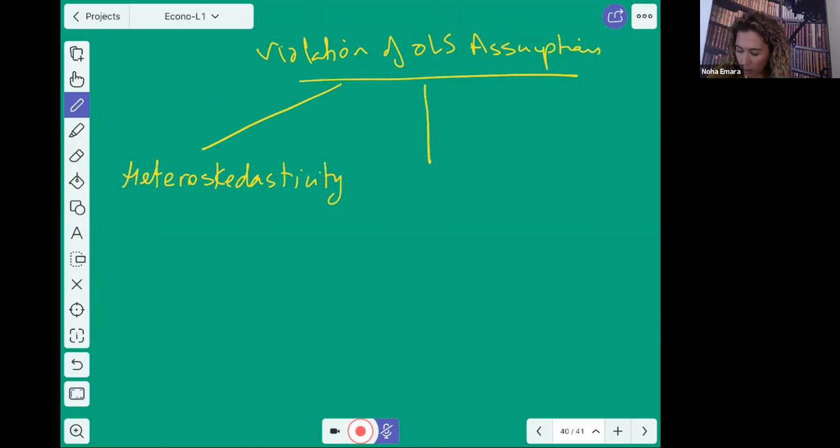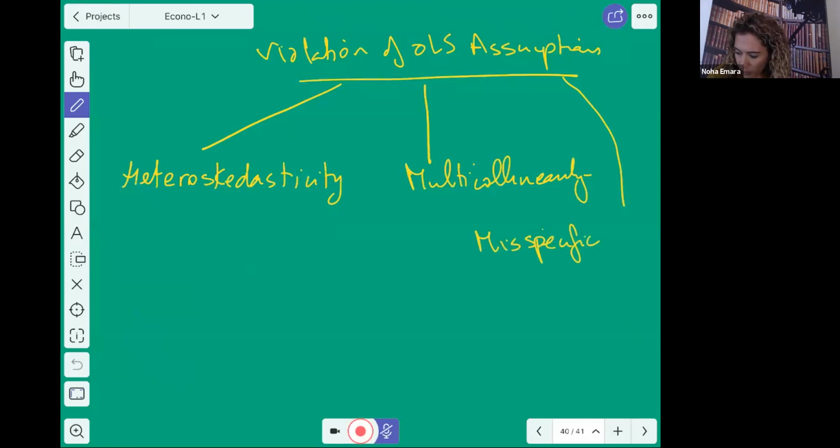Second one is called multicollinearity. The third one, let me write it here, is called misspecification errors.